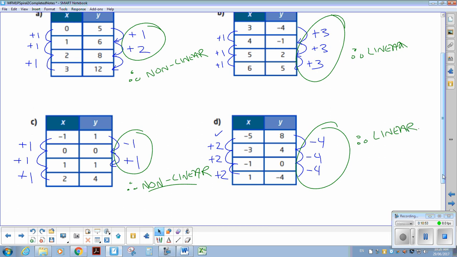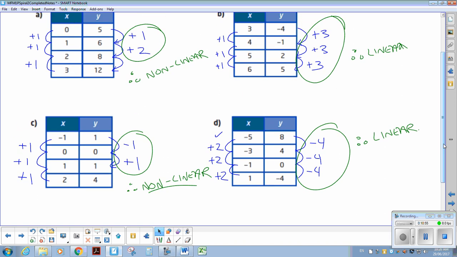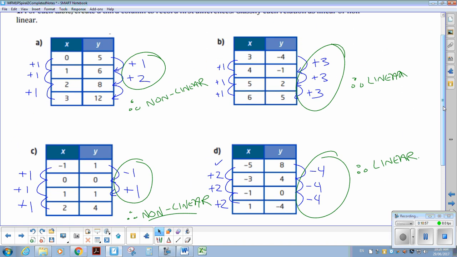Okay, so that's what we're looking at. We're checking to see if those rates of change in our charts are the same. If they are, it's linear. If not, they are nonlinear.